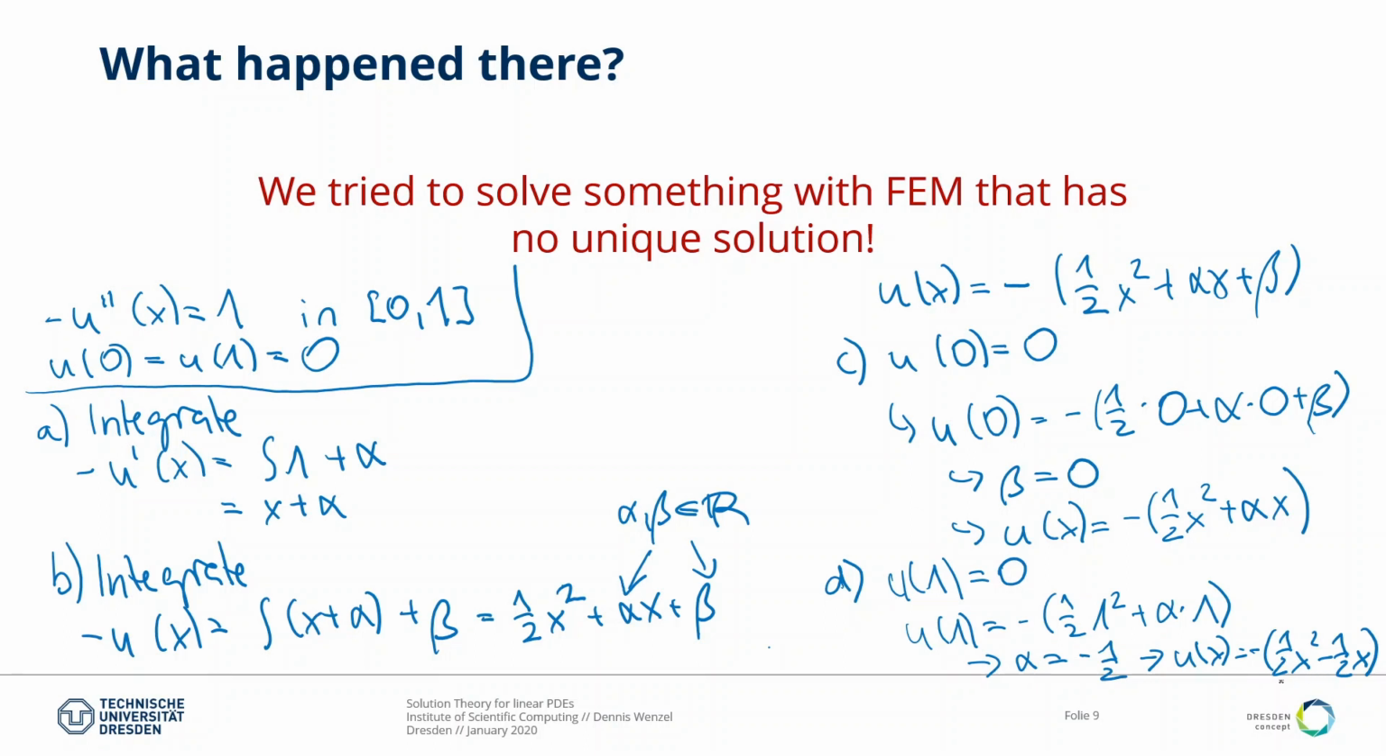And if you plug in 1, you arrive at minus 1/2 minus 1/2. So you get also 0. So that is perfectly fine. So we've seen here that in the simple case in 1D, for Poisson's equation with homogeneous Dirichlet boundary condition, we could compute a unique solution. So there was nothing to be arbitrarily chosen. We just could directly compute the solution.